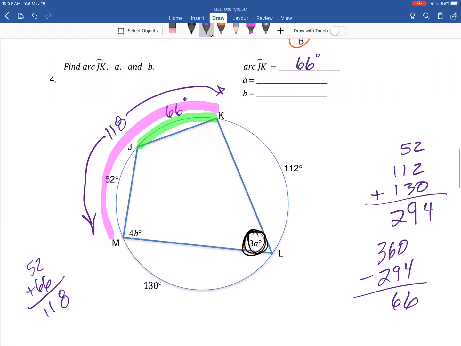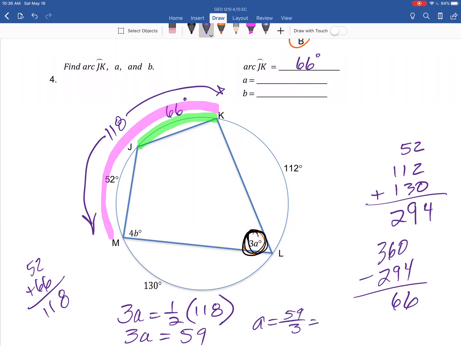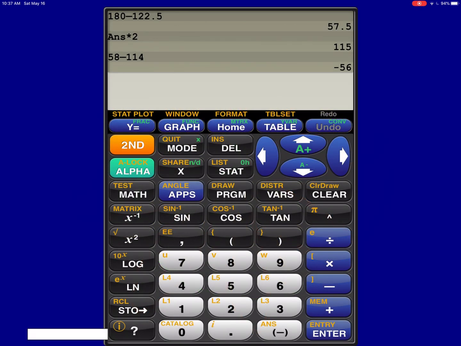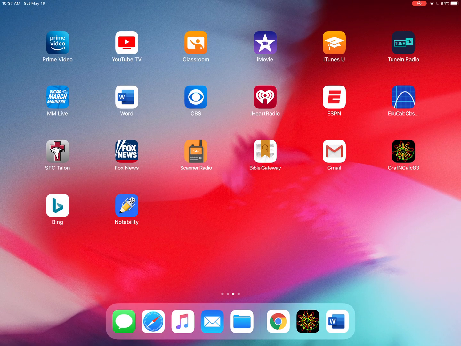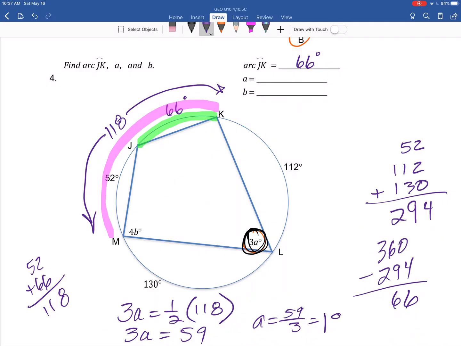Inscribed angle is half of that. So here's our little equation. I'm going to do it down below. 3A equals 1/2 of 118. That's going to be 59. Looking good, huh? Divide by 3. A equals 59 over 3. Let's do that in the calc. 59 divided by 3, boom, 19.66. There it is. That's your A value.